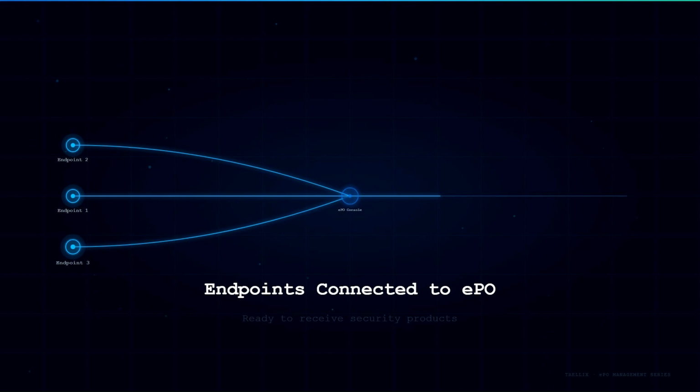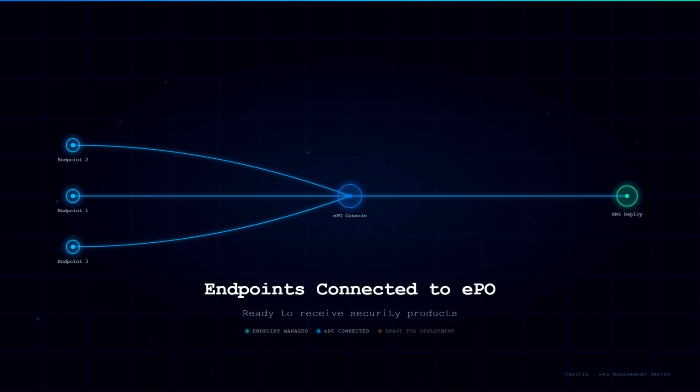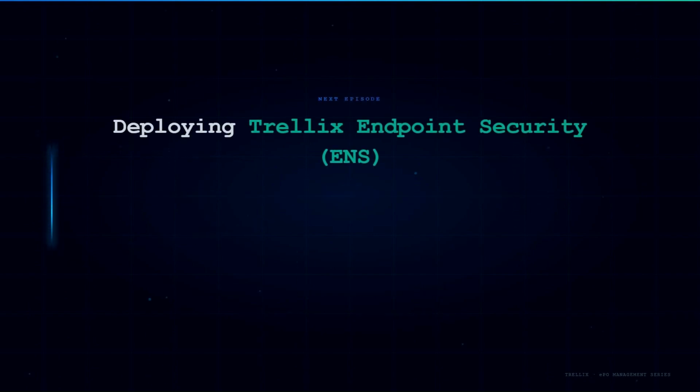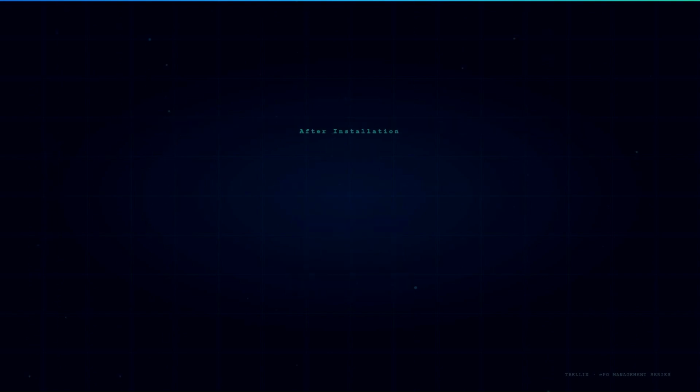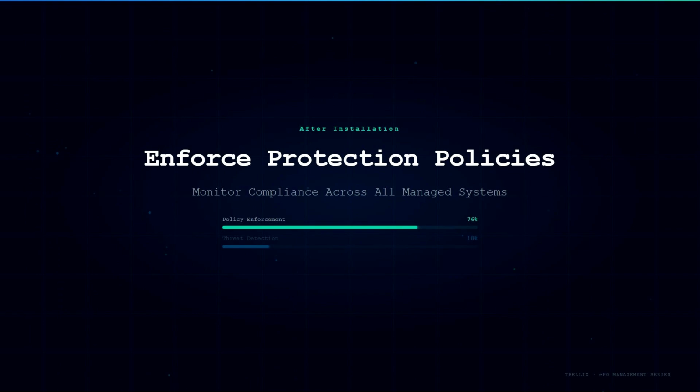At this stage, our endpoints are connected to ePO and ready to receive security products. In the next episode, we will deploy Trellix Endpoint Security to these managed systems using the ePO console. Once installed, we will be able to enforce protection policies and monitor compliance.